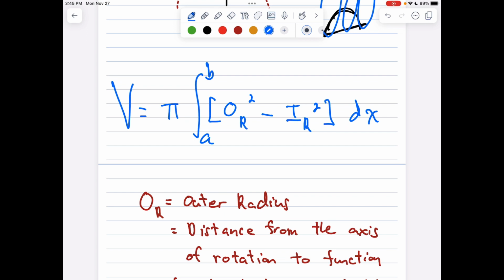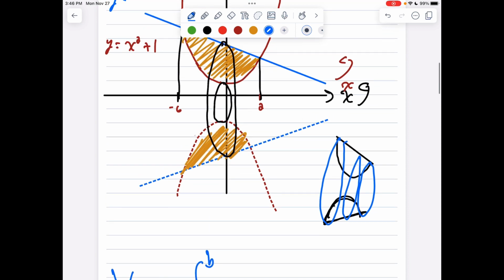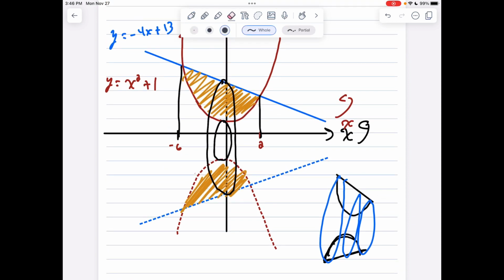But depending on the axis of rotation, it's not always just the difference between these two functions that you're subtracting. So that's why I prefer to look at it this way. All right, so let's find out what we mean by the outer radius and inner radius in this particular problem.